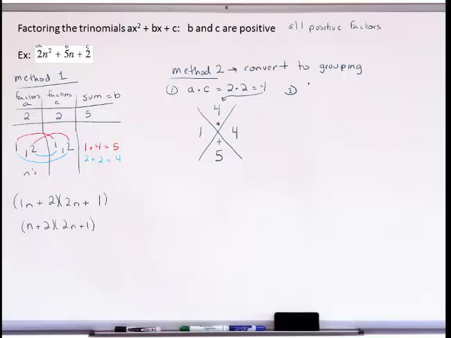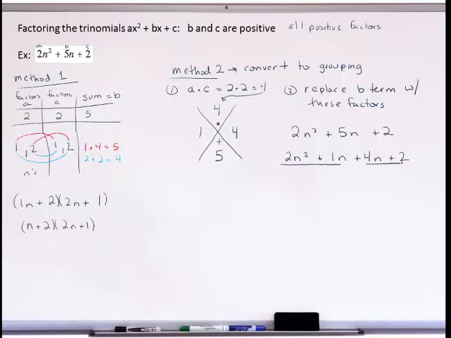Then the next step is going to be to replace our B term with our new factors. So instead of having 2n squared plus 5n plus 2, I'm going to take this 5n out, and I'm going to replace it with 1n and 4n. And the reason I do that is because 5 is 1 plus 4, so I haven't actually changed anything. I've just turned this into a situation where I can factor it by grouping.